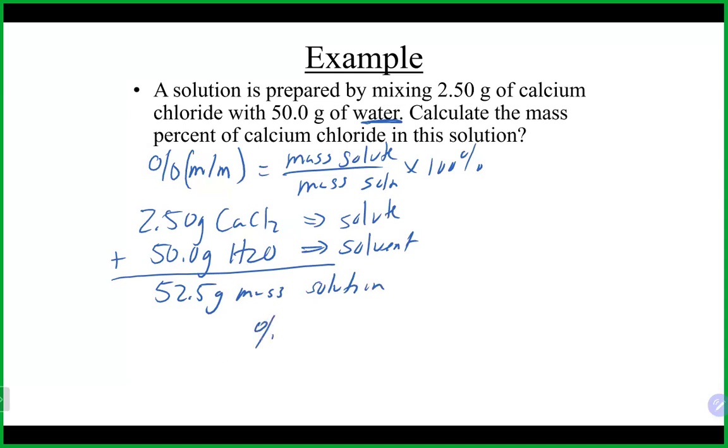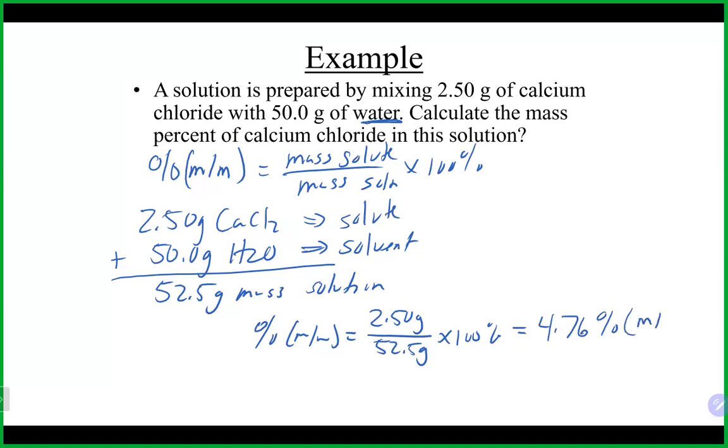We could go into here. Percent mass to mass is going to be 2.5 grams divided by 52.5 grams times 100%. Again, we don't want to divide by just the 50, which is the solvent by itself. And that's going to get us 4.76%. And you could leave it as percent m/m, and you could put something like calcium chloride down and give us our percentage in this case.